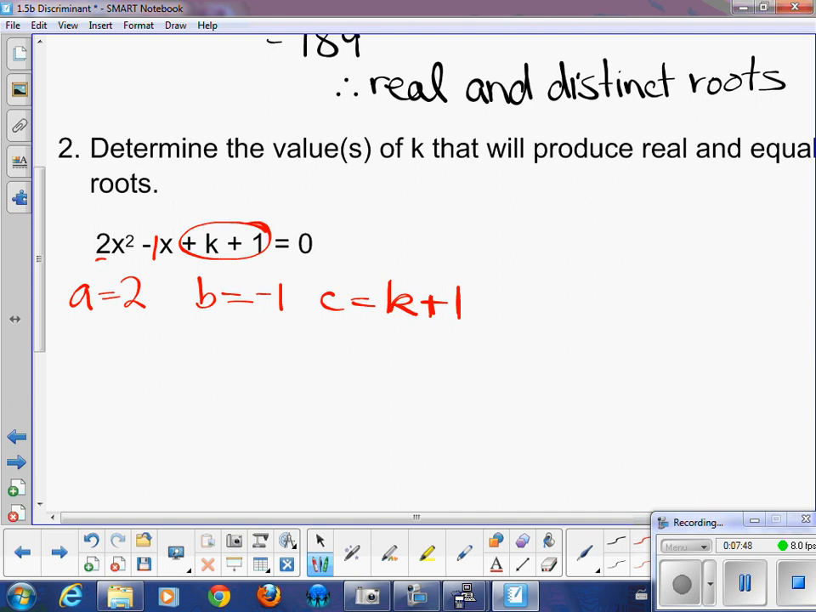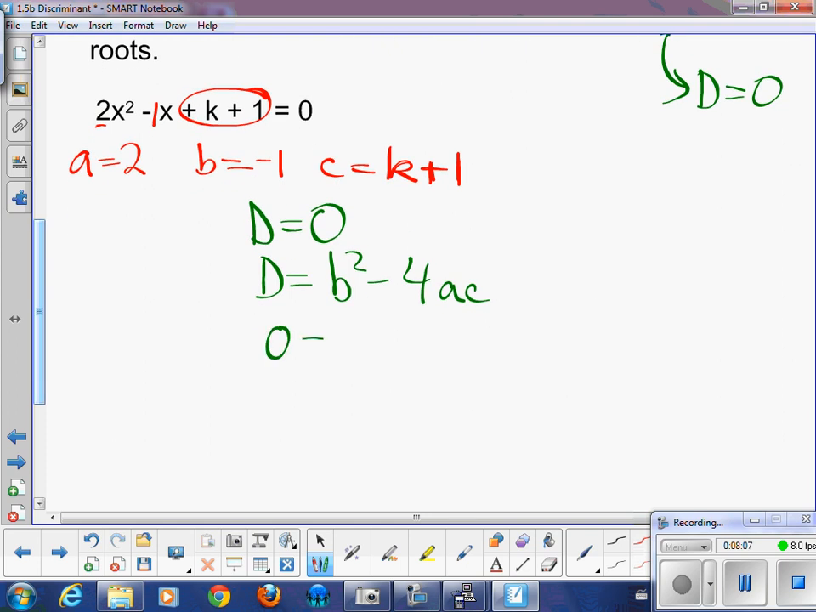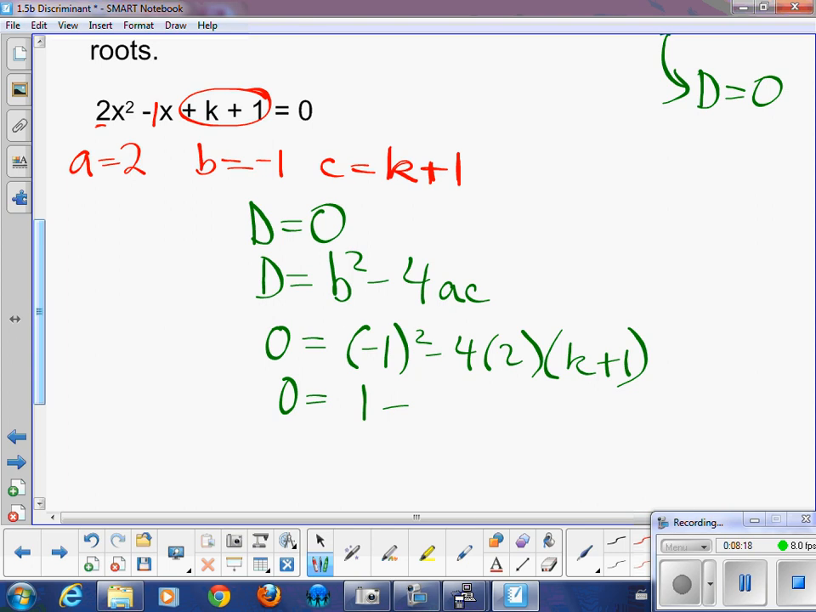So that's the first thing. I also know that real and equal roots tells me that my discriminant must equal 0. So I know that d equals 0, and I also know that d has to be b squared minus 4ac. So substituting all those values in, we have 0 equals negative 1 squared minus 4 times 2 times k plus 1. So again, it's a matter of doing the arithmetic. So negative 4 times 2 is 8 times k, negative 8k, and we end up with a negative 8.